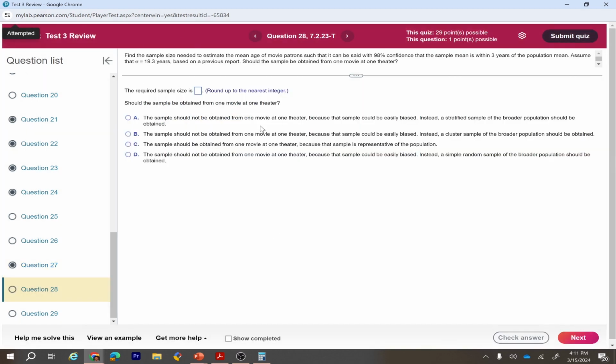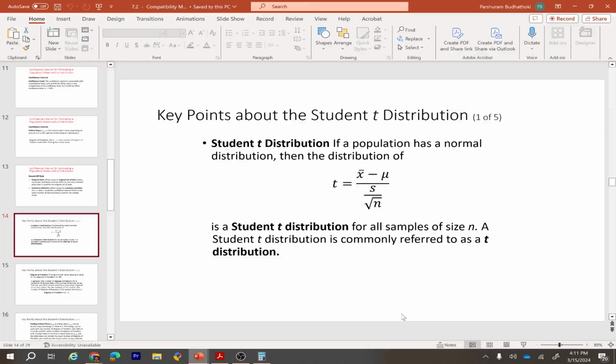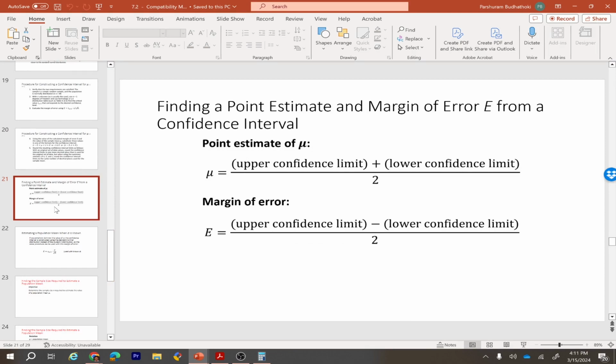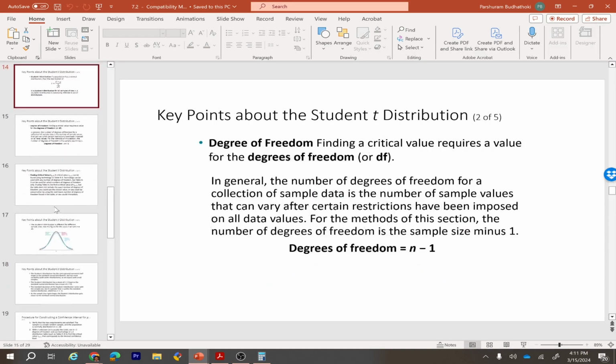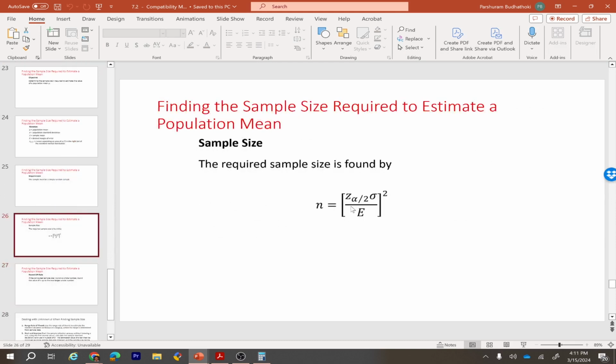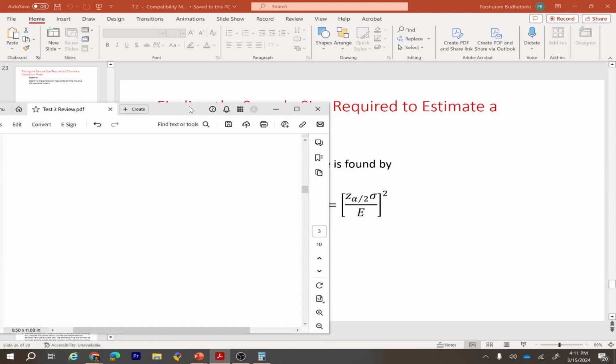This question requires a different formula, the sample size from section 7.2. The sample size is the z-score times the standard deviation divided by the margin of error, and then squared. Let me write it down. Find the critical value for alpha, multiply that by the standard deviation of the population, divide that by the margin of error, and square that value.